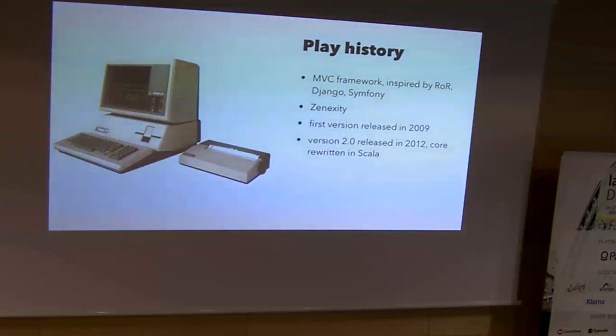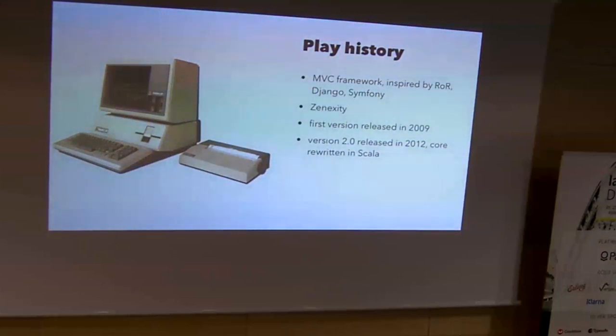It was, I think, the first Java framework that had this Railish feel. Like really this kind of Ruby on Rails feel in Java. And it was quite successful for that reason, I believe. And then in 2012, there was a second version that came out, and it was an entire rewrite, and the core was rewritten in Scala.